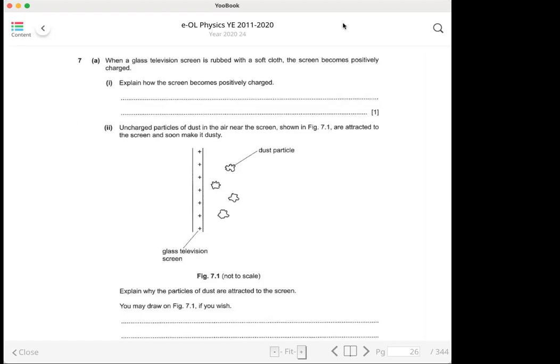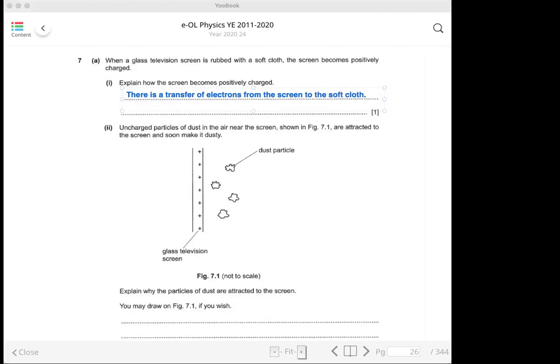So basically the key point that I want to see from most or all of you is this. I can't see the word. There is a transfer of what? Only electrons can move. That's the thing that you need to remember. So there's a transfer of electrons from where to where. So there is a transfer of electrons from the screen to the soft cloth when it's being rubbed.